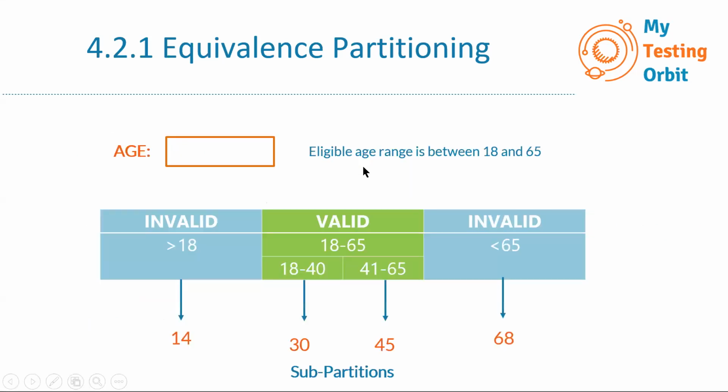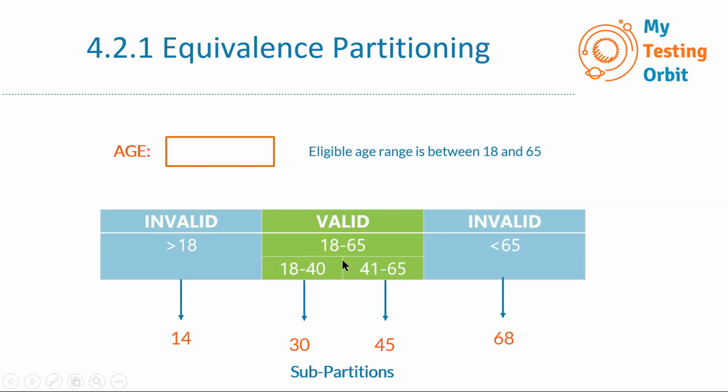Let's see over here. We have the same example, but over here the valid data is also further divided into 18 to 40 and 41 to 65. And why is that? Let's say we have a further requirement for the age field, that if the age is between 18 to 40, then the next page would be different from the one for the age range between 41 to 65, which has a separate form.